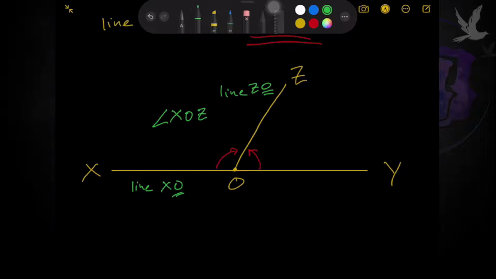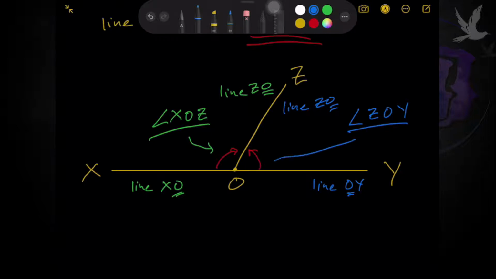Okay, dito naman ngayon, sa kabila, using blue, let's use blue. We have line ZO as well. And we also have line OY. Okay. So, their common point is O. So, which means O is their vertex, no? So, we can now name this angle as angle ZOY. Okay? So, this is angle XOZ, and this is angle ZOY.